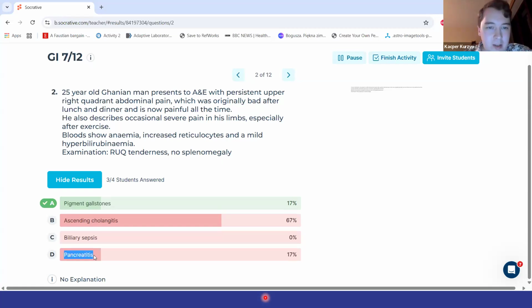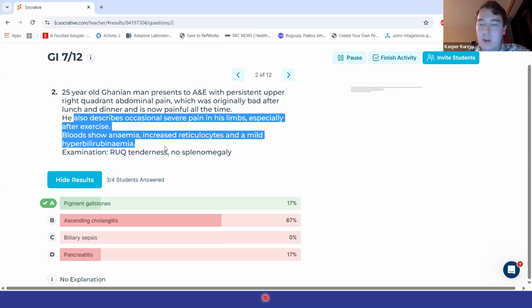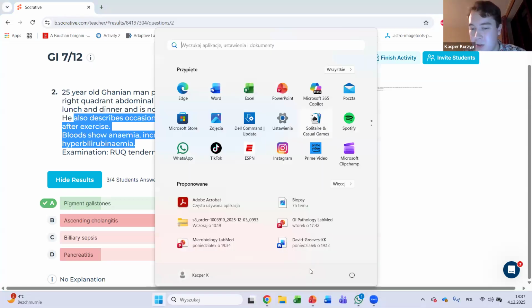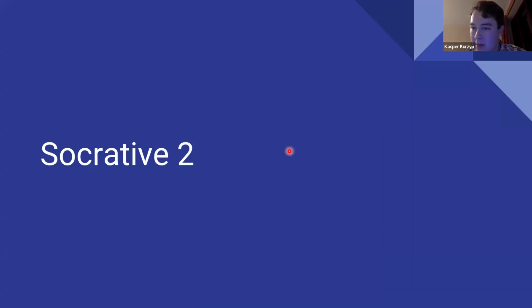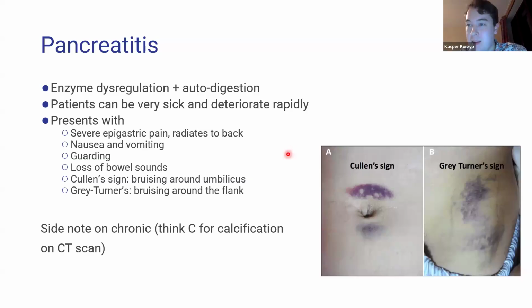As for the pancreatitis, the pain would typically be more central, radiating to the back. And again, it wouldn't explain this part of the question. Unless anybody has any questions regarding this question, are we happy to proceed? I'm going to say yes. Lovely. But please do shout. And here we go. Pancreatitis.